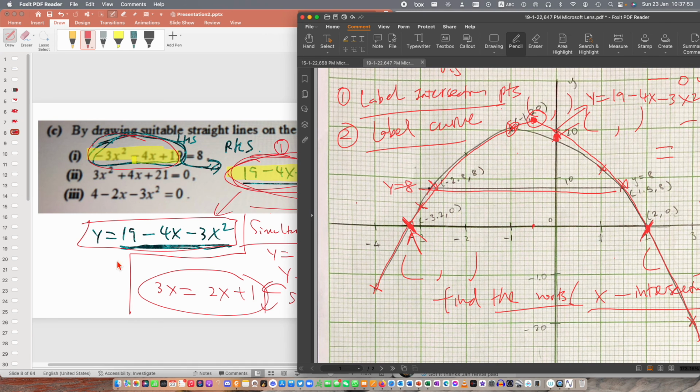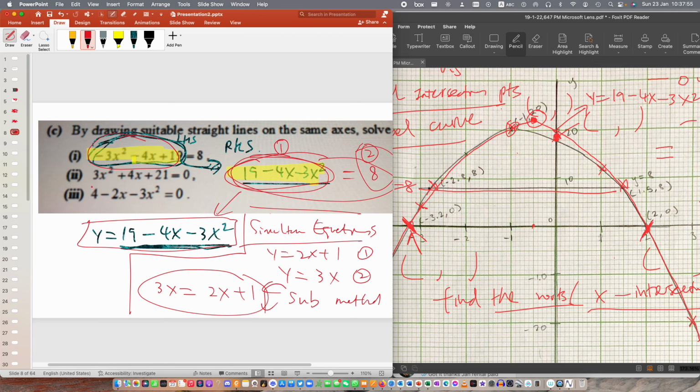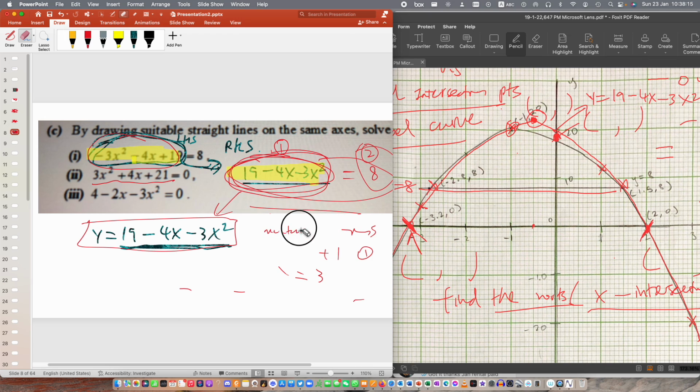So for part 2, same thing. Part 2 is quite different. Part 2 is this. But somehow you need to force this into your left hand side. So how? Somehow you just get your 19 minus 4x minus 3x squared first. So do some manipulation. Okay, probably it's too much for you. Anyway, never mind. So you start with 3x squared plus 4x plus 21, right? Equals to 0.